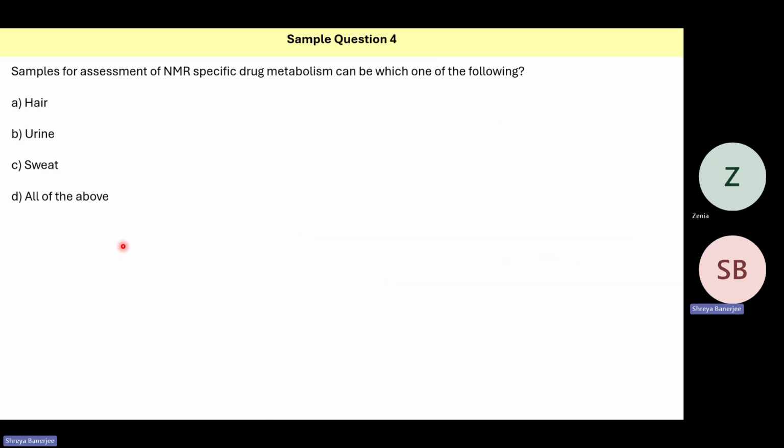The next question is asking samples for assessment of NMR specific drug metabolism can be which of the following? So here the answer is urine.